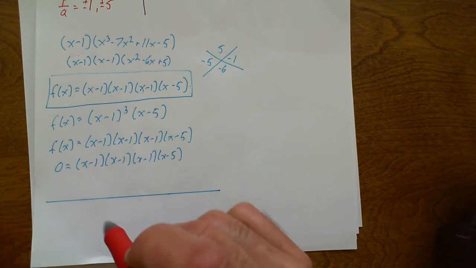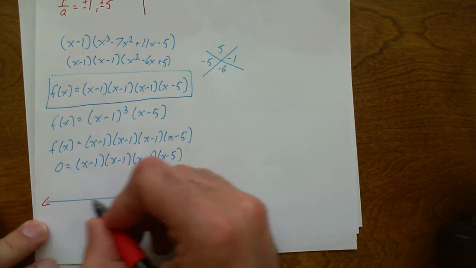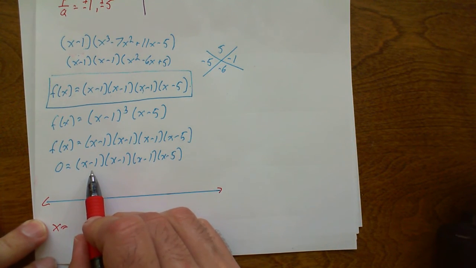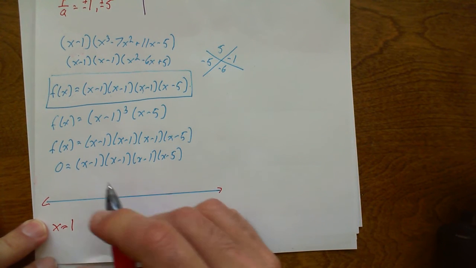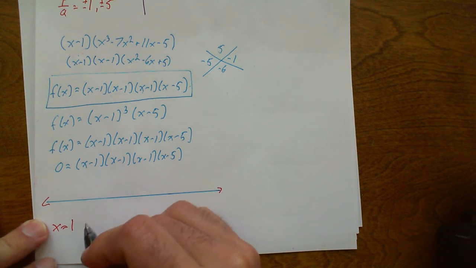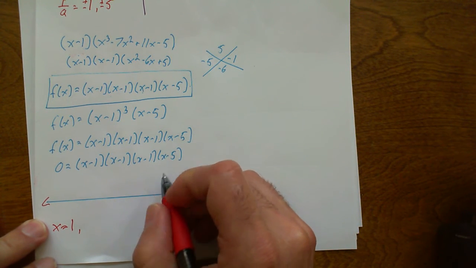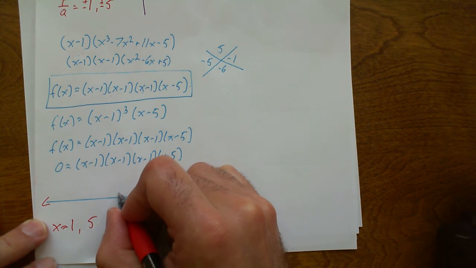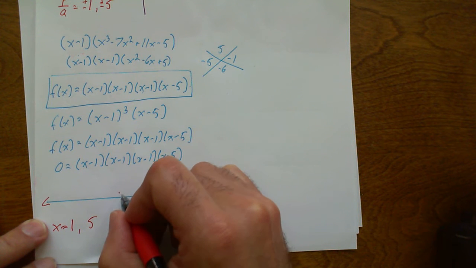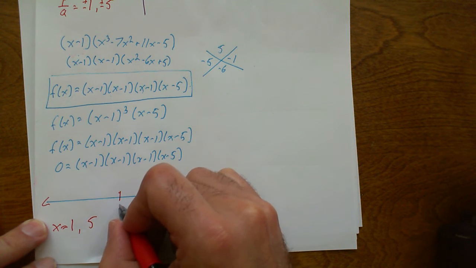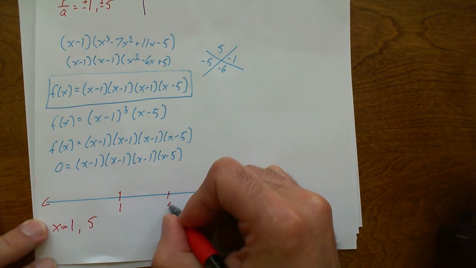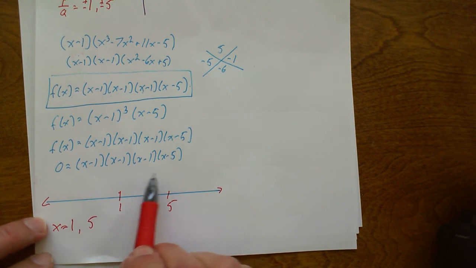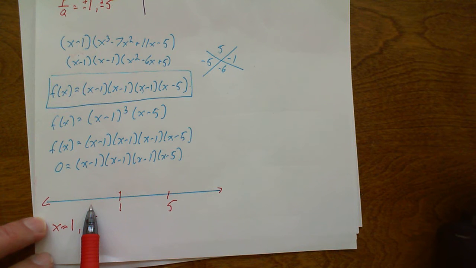My zeros are x equals 1, because 1 minus 1 is 0, and x equals 5, okay? So let's test our limits. We have 1 and 5. Those are our limits. Okay, so in this equation, let's plug in a number less than 1.